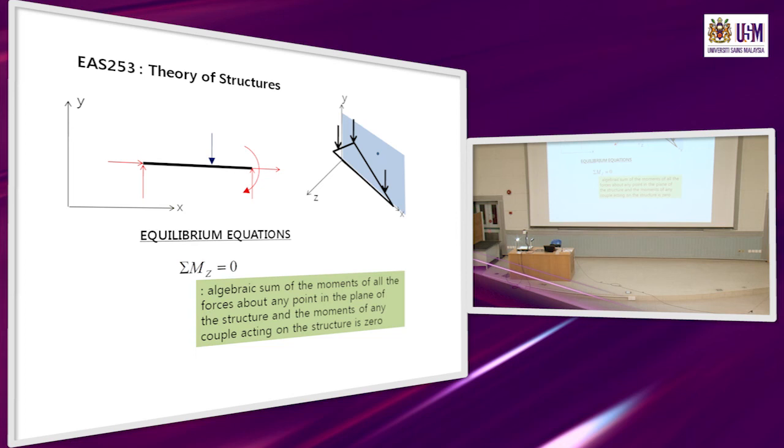And if it is a moment like this, this moment will appear in all the equations. It doesn't matter which point you take. So this third equilibrium equation is the algebraic sum of the moments of all of the forces about any point in the plane of the structures. So it can be any point in that plane. This point, that point, that point, any point that we want.